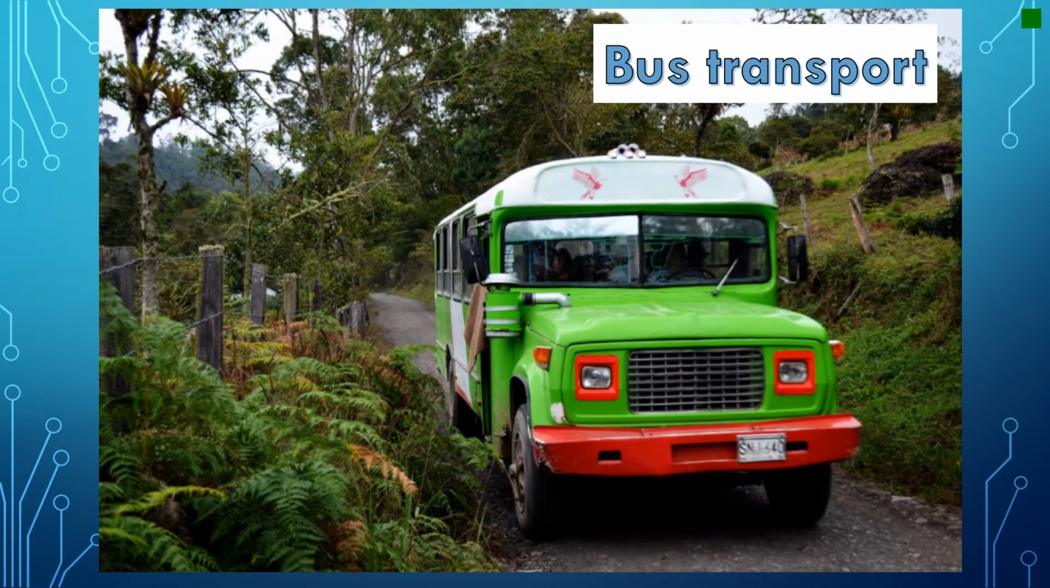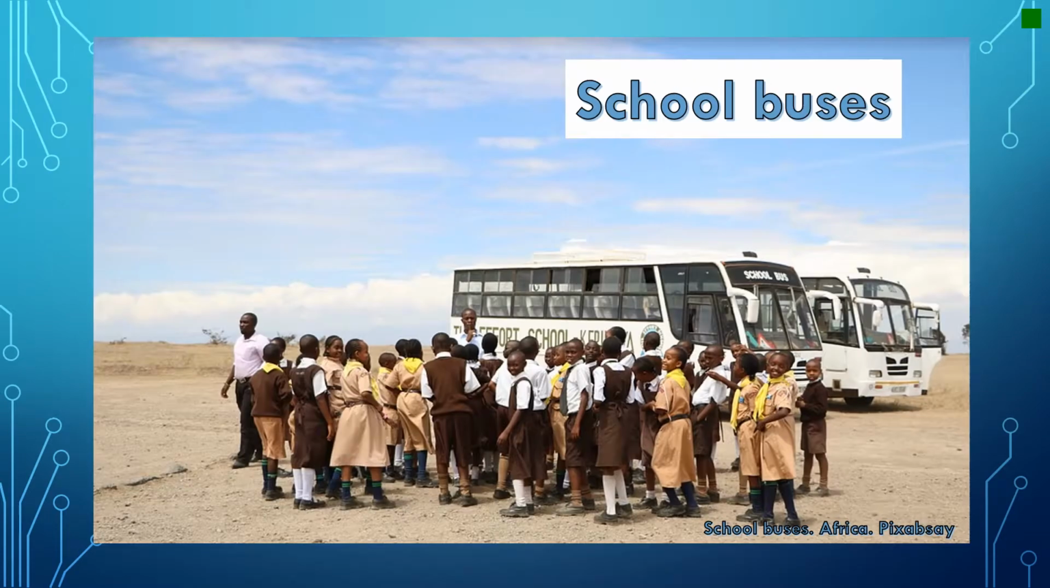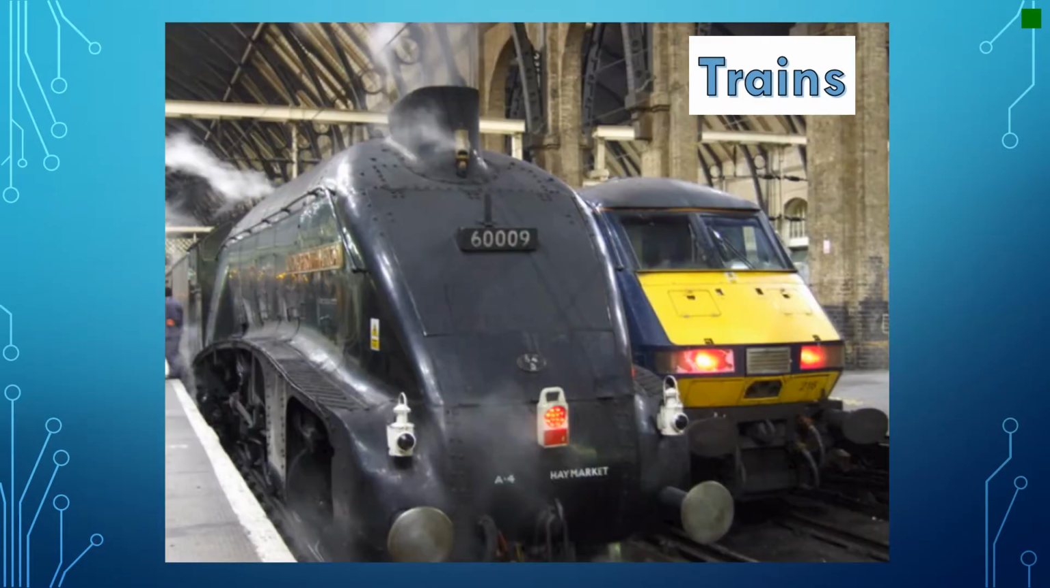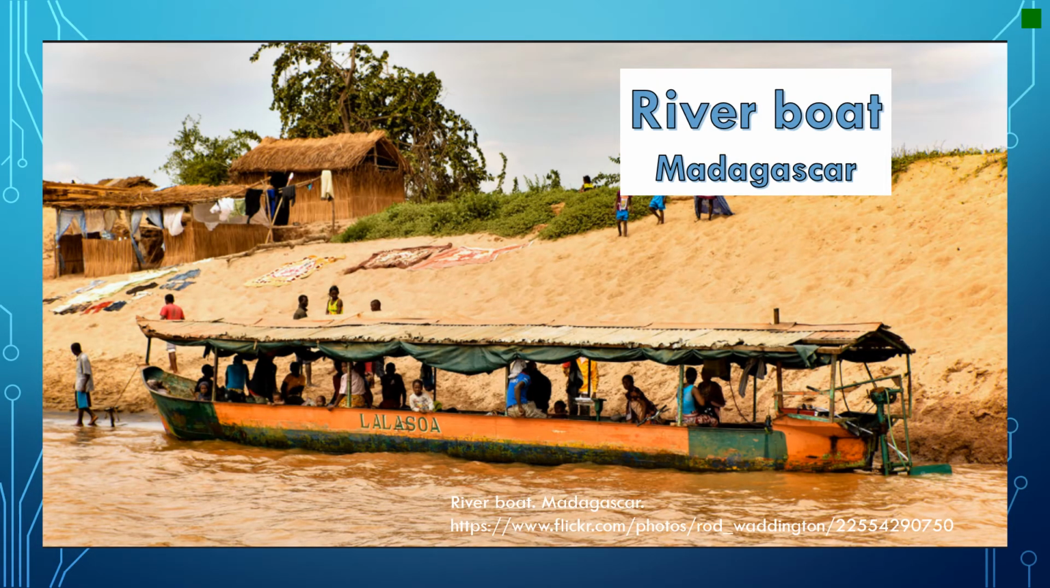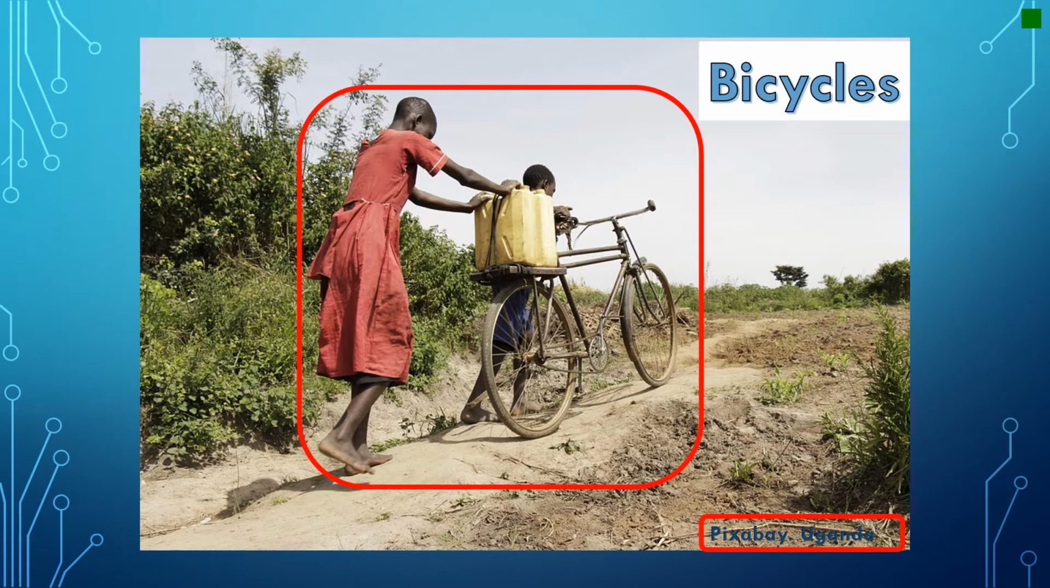But let us continue. Bus transport is very important in Africa. And this includes school buses. South Africa, which is the most developed country in Africa south of Sahara, runs modern trains. In some places we find riverboats and ferries. And we round off with another typical picture. Access to a bicycle represents a great step ahead for very many families.